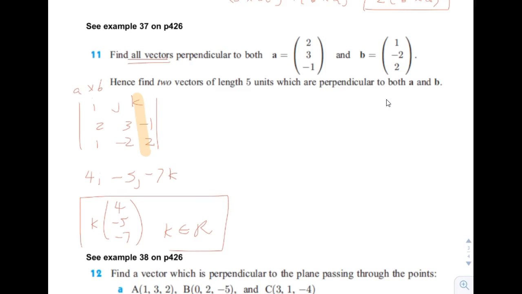And then it says, hence, find two vectors of length 5 that are perpendicular to both vector A and B. Now we just need to find the two parallel vectors to 4, 5, negative 7 that are length 5. And so to do that, first let's just figure out what is the length of the vector 4, 5, negative 7. The way we could figure that out is we just use Pythagorean's theorem. And I'm not even writing negative signs because it doesn't matter, right, when you square them. So we end up with square root of 16 plus 25 plus 49.